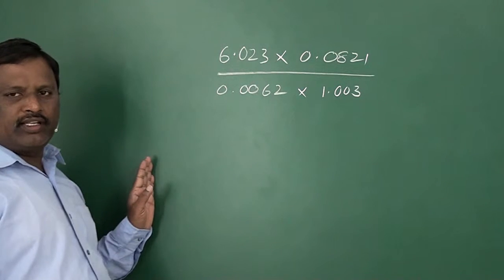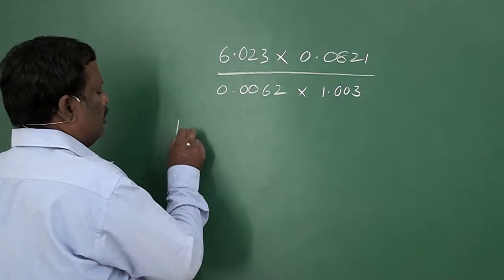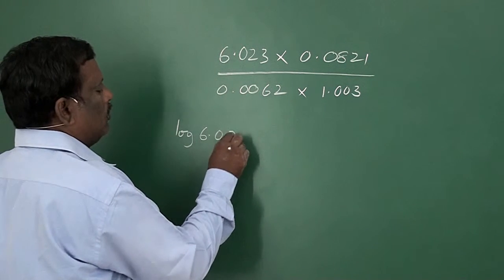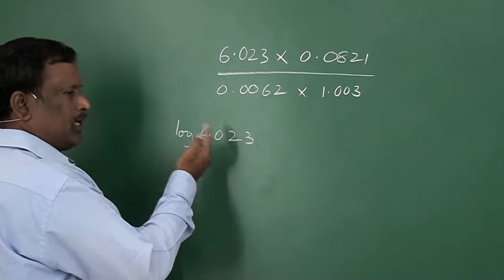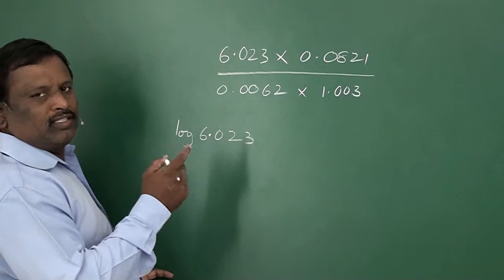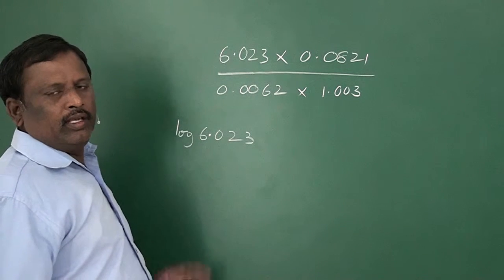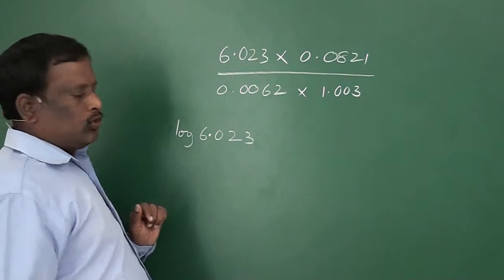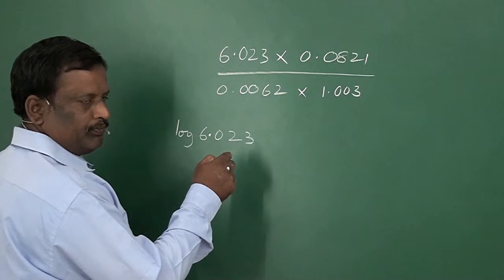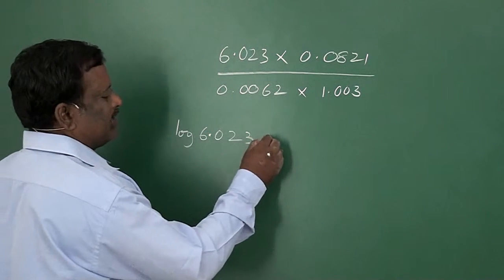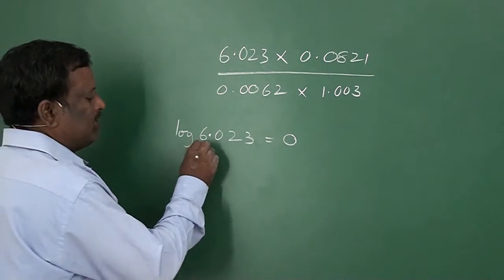Just now we discussed how the characteristic will depend upon the number of digits. So here log 6.023. Number of digits means the whole numbers without the decimal, not the decimals. Whatever numbers you have after the decimal should not be considered as digits. The units place is only 6, so the characteristic is 0, because it is only a one digit number.